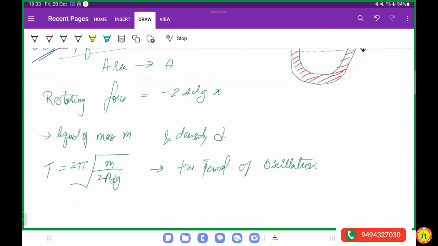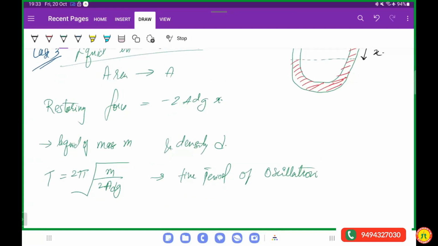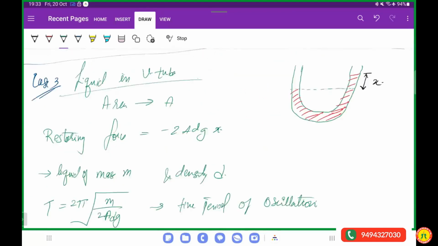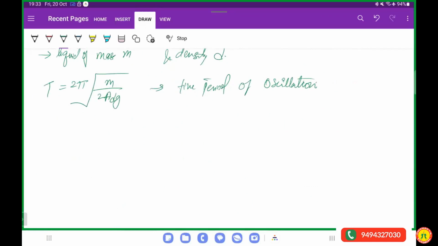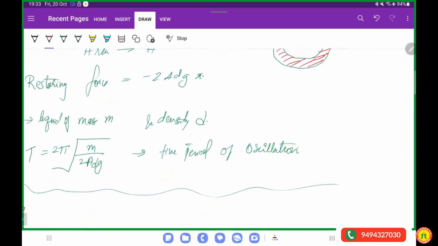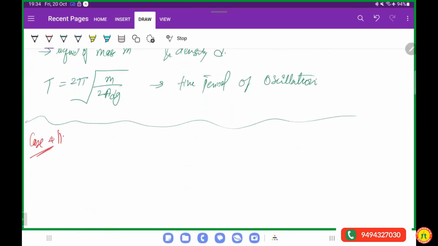Shall I scroll? We'll see another case. Let me do the another one. Case number 4. Now we'll drop one liquid. In the liquid, we'll drop some rectangular block.